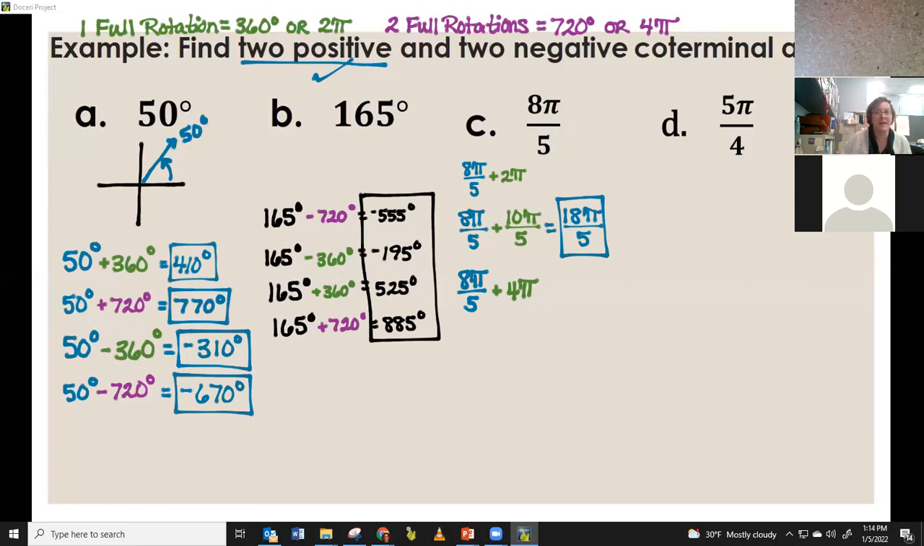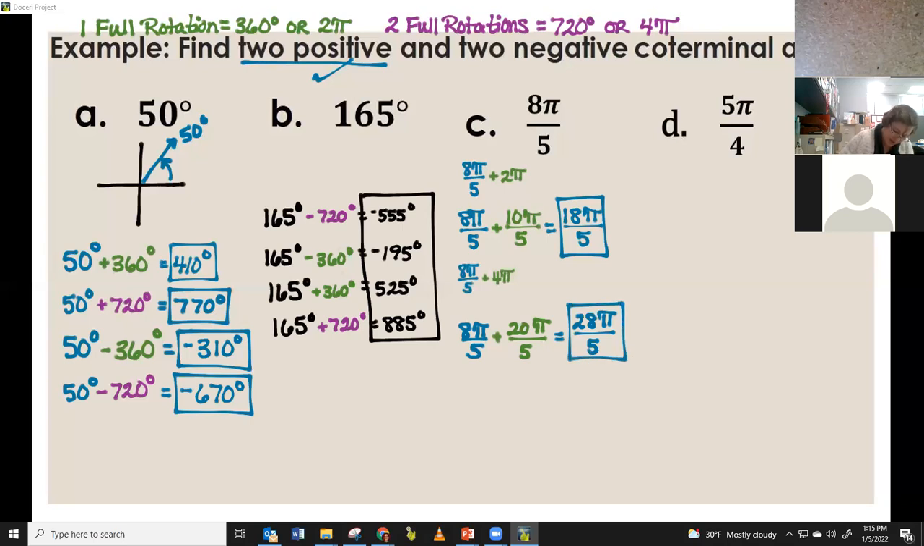In the chat, I'm seeing I can add 20 pi over 5. 8 pi over 5 plus 20 pi over 5, so that I have that common denominator. So what is another positive coterminal angle then? (28 pi over 5). Love it.